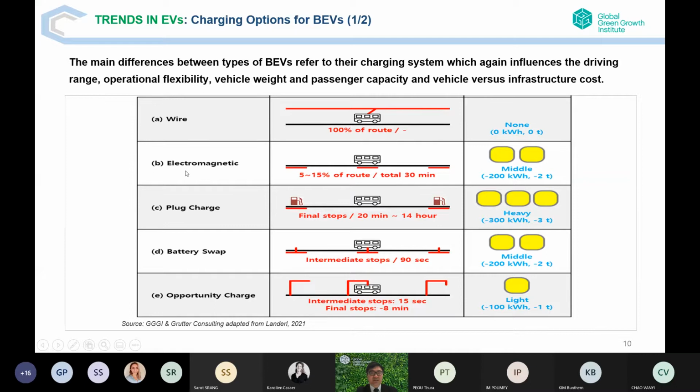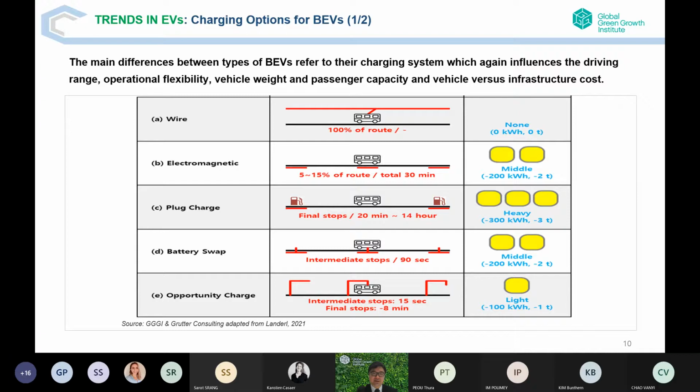But with electromagnetic charging on the road, they need some battery, about under two tons is needed for the battery. And with pure charge, they charge their battery at the departure station and the final station. That means they need a bigger battery pack, so it is also quite heavy compared to the other electric vehicles.